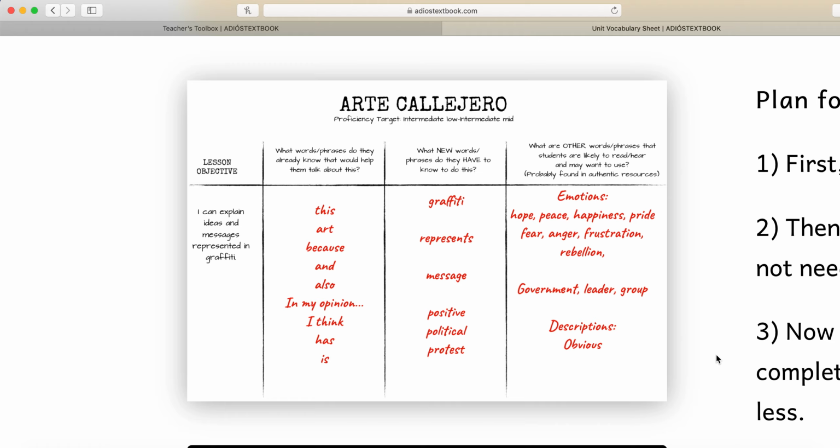It doesn't mean that you need to give them a vocab quiz at the end of class and say, which ones do you know? But if I give them an open-ended prompt and say, explain the ideas and messages you see in this graffiti picture, then I would expect to see some of this learning represented there.